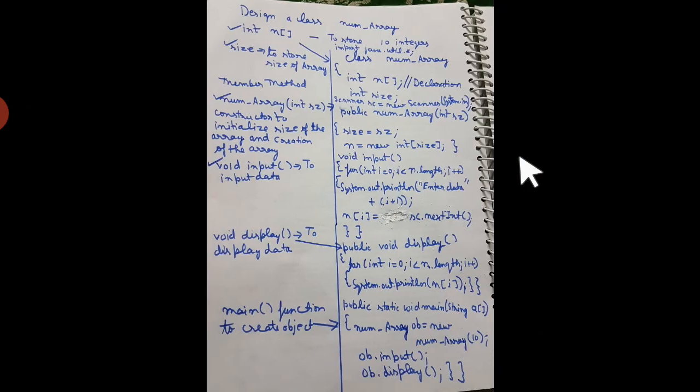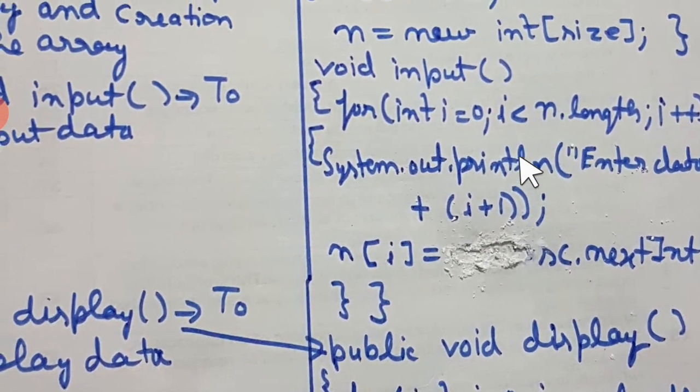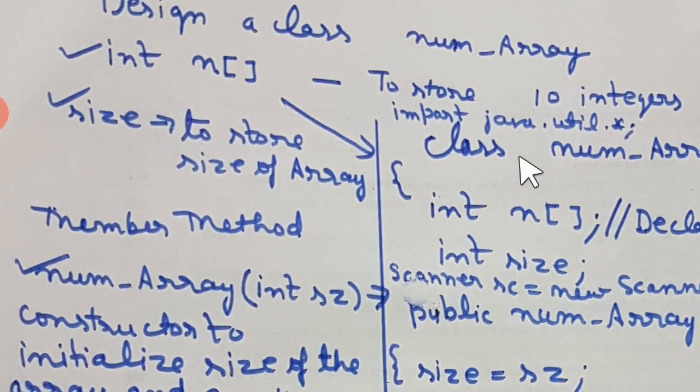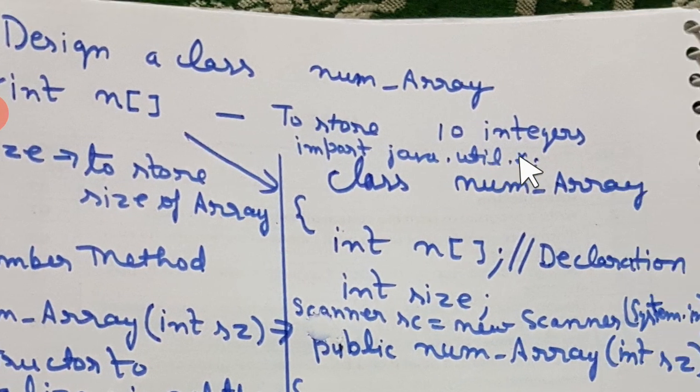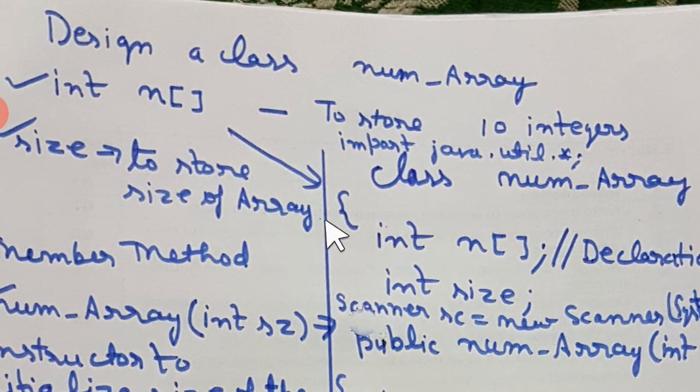To understand the program in a better way, I have written the question here. I have drawn a line between the question and the program, so that you can connect every statement of the question with the statements in the program. This side is the question, which is your program, and this side is the code for that particular program.